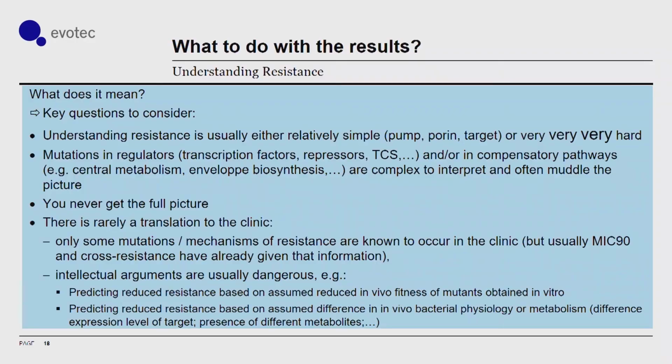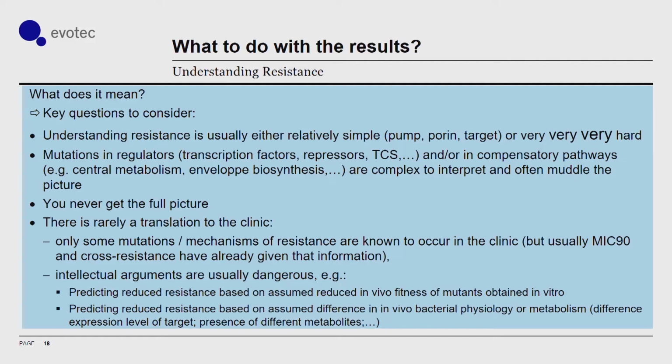Still, when you have a better understanding of all of this in vitro, what do you do with this information? Understanding resistance is usually relatively simple. A mutation in the pump, a mutation in a porin, a mutation in a target, or it's very, very hard. It's really one or the other. So don't try to make it more complex than it is. It's either simple or very complex. You oftentimes get mutations in regulators, compensatory pathways, central metabolism, and biosynthesis that are very complex to interpret, and they often muddle the picture. And you never get the full picture.